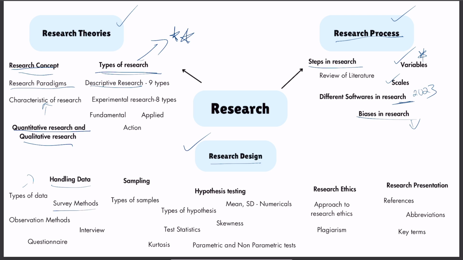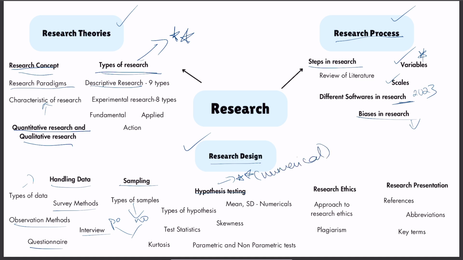We have the survey methods, we have the observation methods, the positives and negatives of it, questionnaire, interview, and sampling. You know the two main types of sampling: probability sampling and non-probability sampling. So, different types under it. We have hypothesis testing. This is a very important topic. A lot of questions come here and few numerical questions as well.